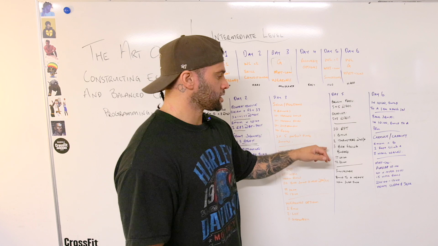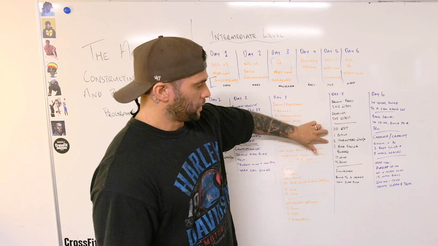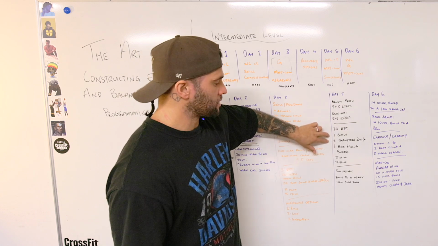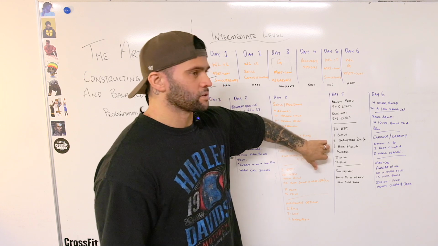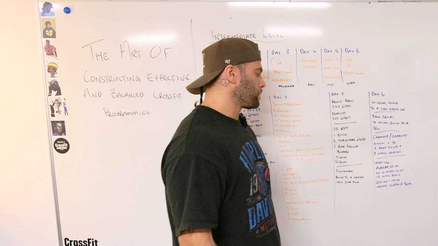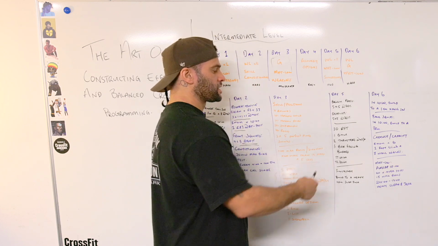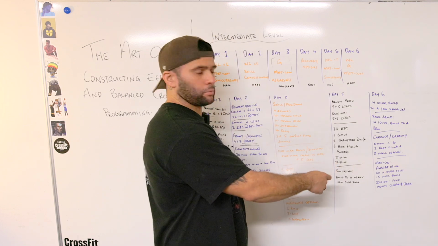And the reason being is that section there would be less than Fran, which can get down to 2 minutes, and then this section, 60 bar facing burpees, 4 minutes, 5 minutes. So it'd be about a 7-minute workout. Adding on another 10 rounds, it's going to double that and put that into this round here.